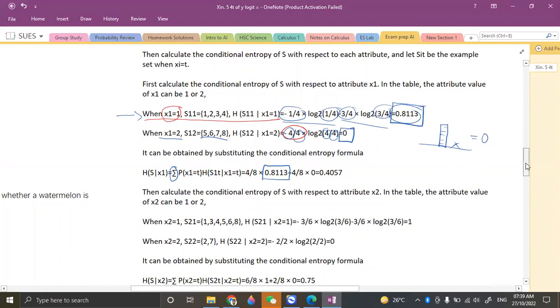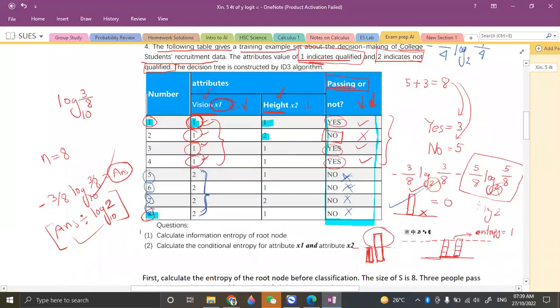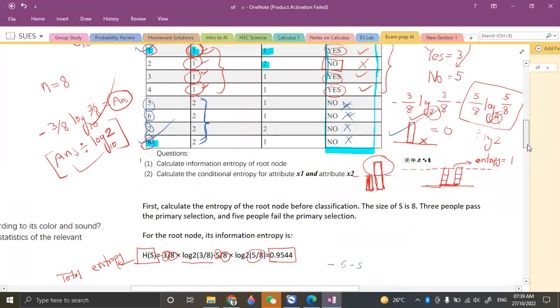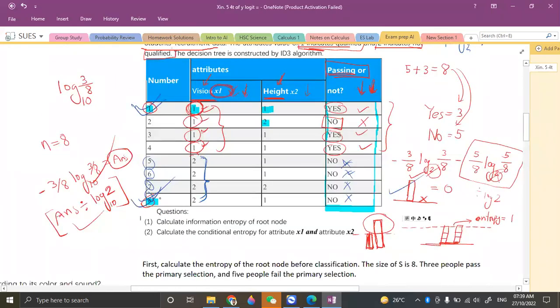The whole scenario. Like we have total 8 numbers, from 1 to 8. So when we add them together, we have to consider the whole scenario. For the first attribute, 1, 2, 3, 4, we have 4 qualified and 4 not qualified, right? See here, 1 means qualified and 2 means not qualified. So we have 4 qualified and 4 not qualified.